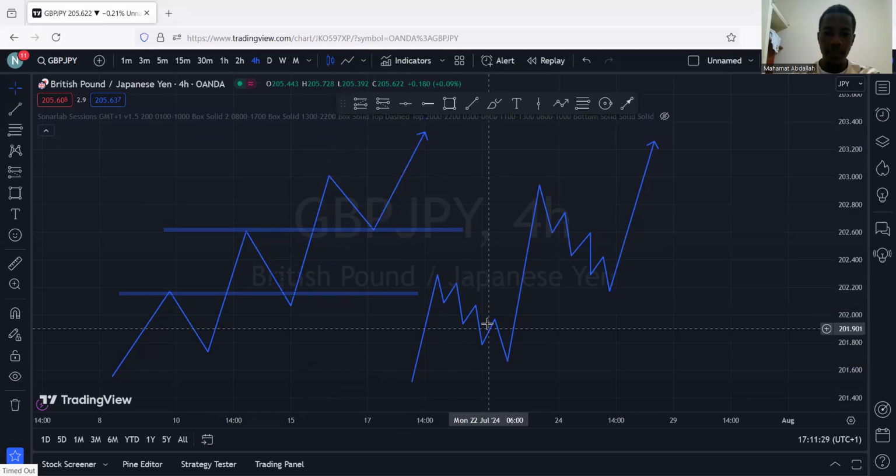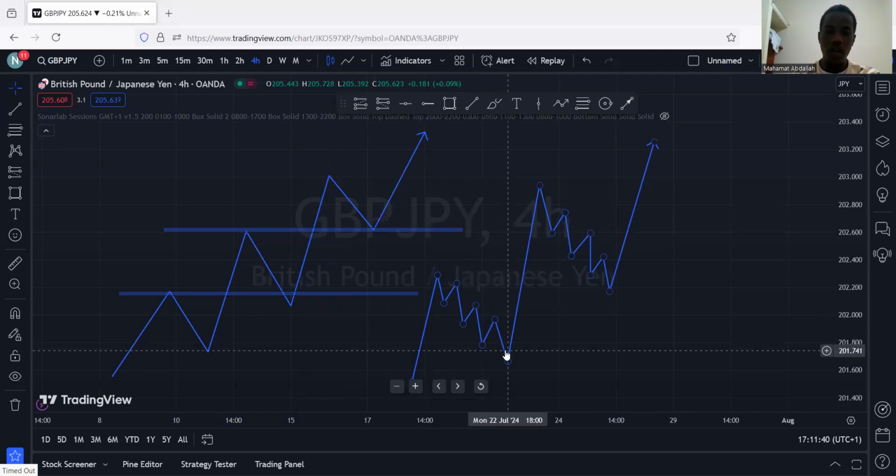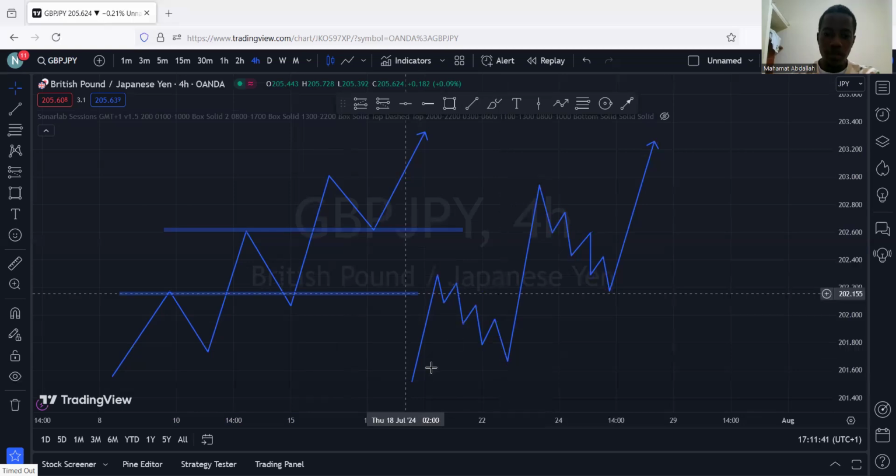What we do here is we wait for the counter trend to complete. We wait for the counter trend to change trend, right? So let me explain myself. Take, for example, this first impulsive move here. This impulsive move is our first move. Now we have a correction here.